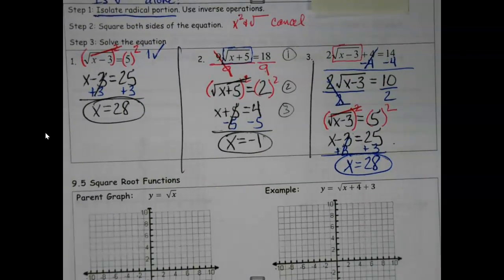And we get to our answer. That's as crazy as it gets. So basically, again, it's just going to be those 3 steps. Get the radical alone if it's not. Square both sides to get rid of the radical. And then solve what's left.